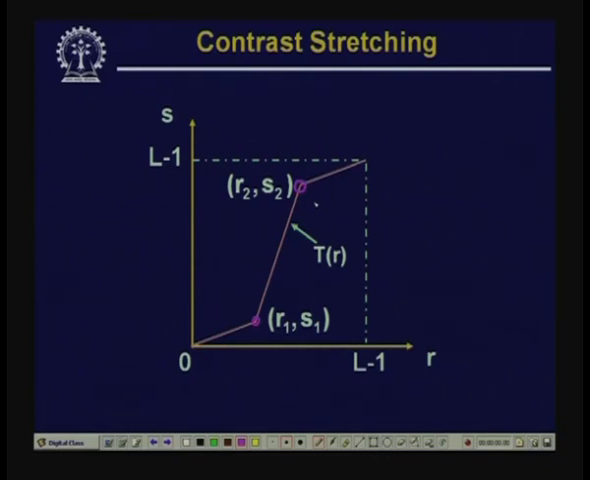Now, the condition that R1 is less than or equal to R2 and S1 is less than or equal to S2 is very important. If this condition is maintained, then the transformation function that we get becomes a single valued transformation function, and the transformation is monotonically increasing.